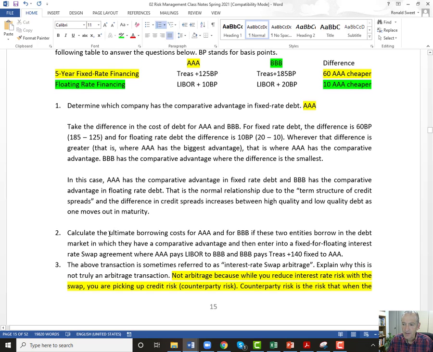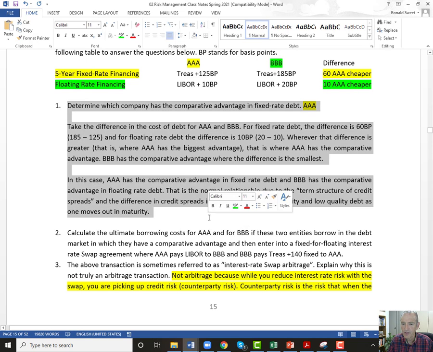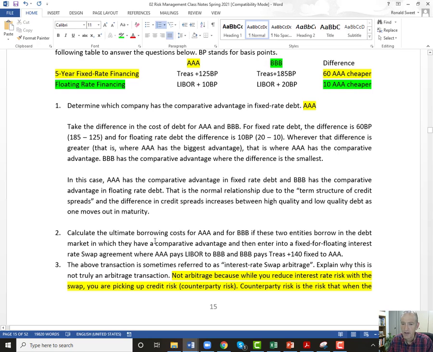All right, so there's that question. The next one is the swap itself. So calculate the ultimate borrowing cost of AAA and BBB if these two entities... now we haven't done anything. In number one, we still haven't done anything with the swap. So here's the first time the swap shows up. Calculate the ultimate borrowing cost for AAA and for BBB if they borrow in the debt markets where they have a comparative advantage, and then enter into a fixed for floating interest rate swap where AAA pays LIBOR to BBB and BBB pays Treasuries plus 150 to AAA.